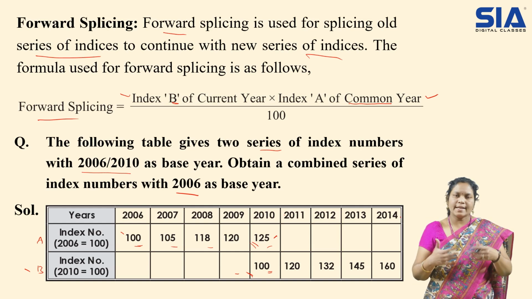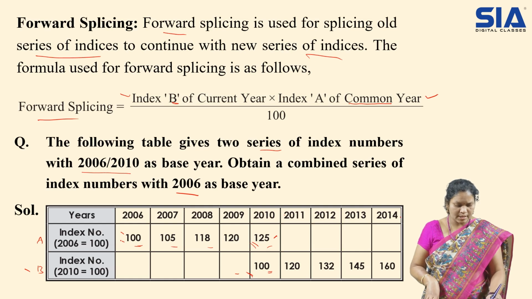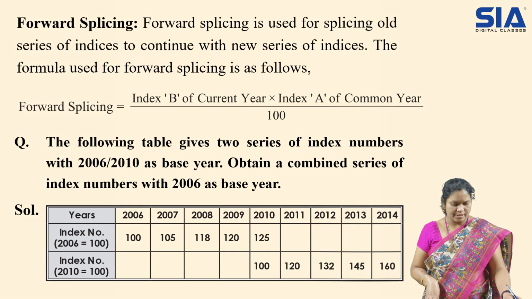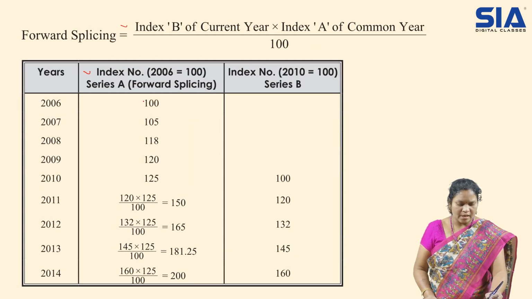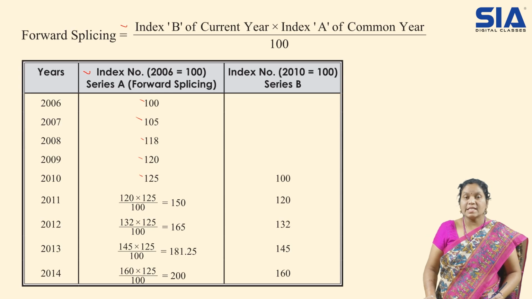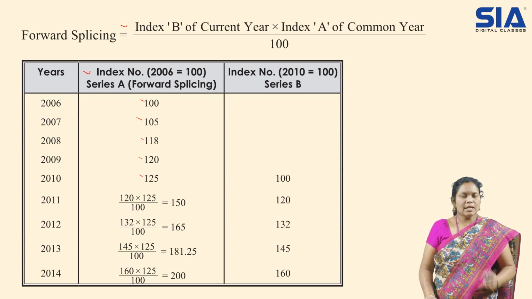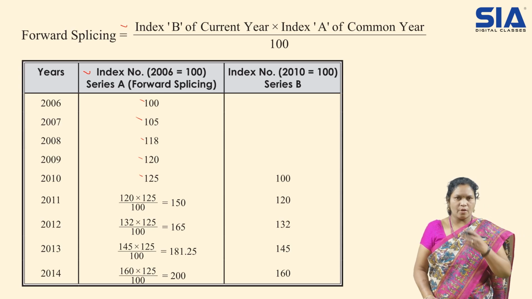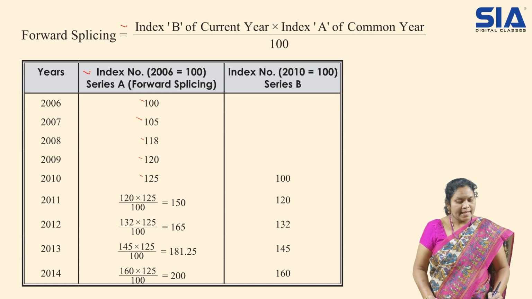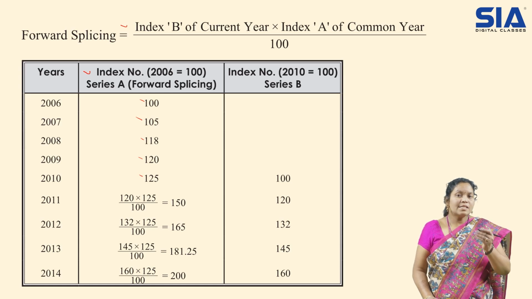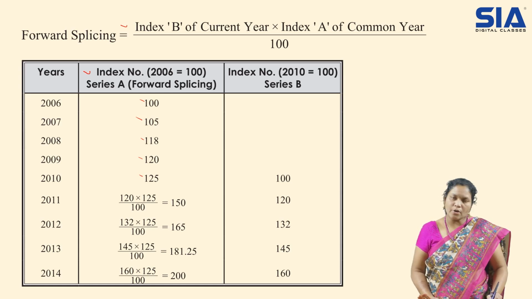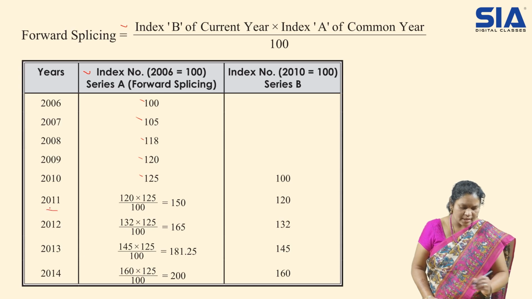So copy the starting data as it is, meaning for 2006 onward copy 100, 105, 118, 120, 125 as it is. Check it out, the same values carry on here. Series A we are splicing with series B because it's a forward splicing. Forward means first, so in series A the beginning is what we splice first. The first half of the data we already have, so I have written it as it is. Now where the data is missing, from there we have to start with the formula. In 2011 the data is missing for us.